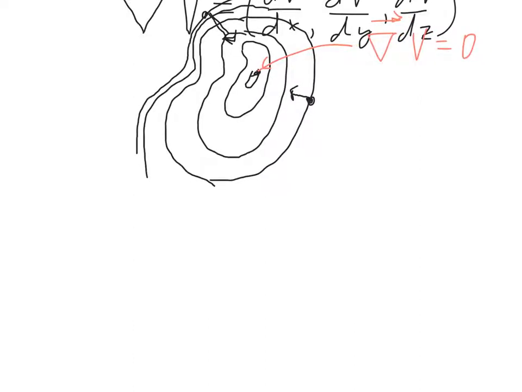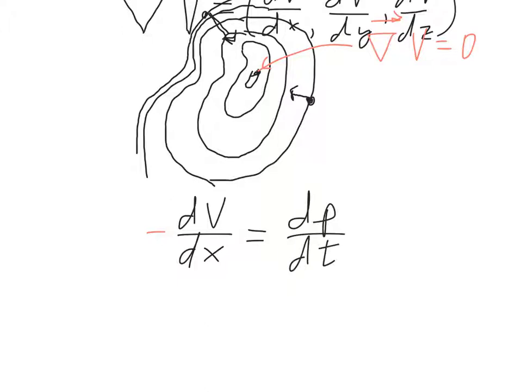Now, Newton's law generalized to 3 dimensions can be simply written like this. Okay, so remember, I remind you, in one dimension, minus dv/dx, that's the force, is equal to dp/dt. The left-hand side is the force, the right-hand side is the acceleration.